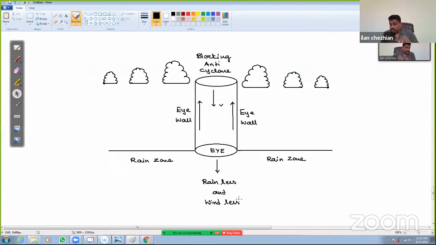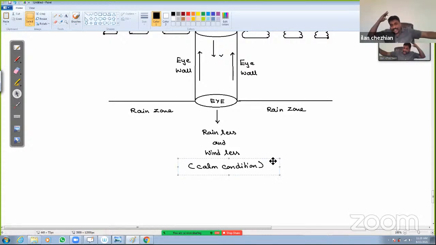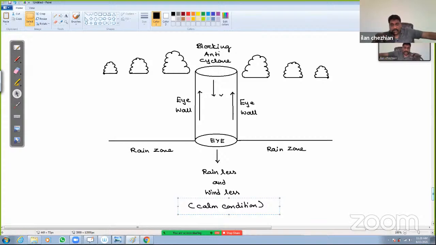My friend, this eye is known for its absolute calm condition. No rain, no precipitation. Something like, for example, the horse latitudes: no rain, no precipitation, completely calm. That's the reason I normally say, if you want to escape a cyclone, the best way is to hide yourself within the eye of the cyclone. That's a sarcastic way of saying it.